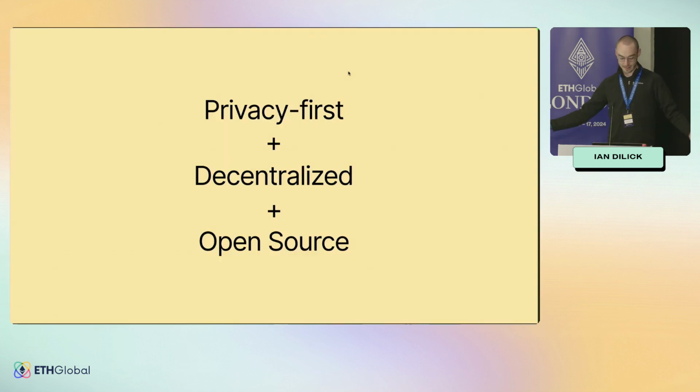World ID as a whole is built to be privacy first, decentralized, and open source. Any information that we don't need to know in order to prove that you're a unique human, we don't want to collect, don't want to store. It's designed to be decentralized, and we have a wonderful blog post that can go more in depth about that.